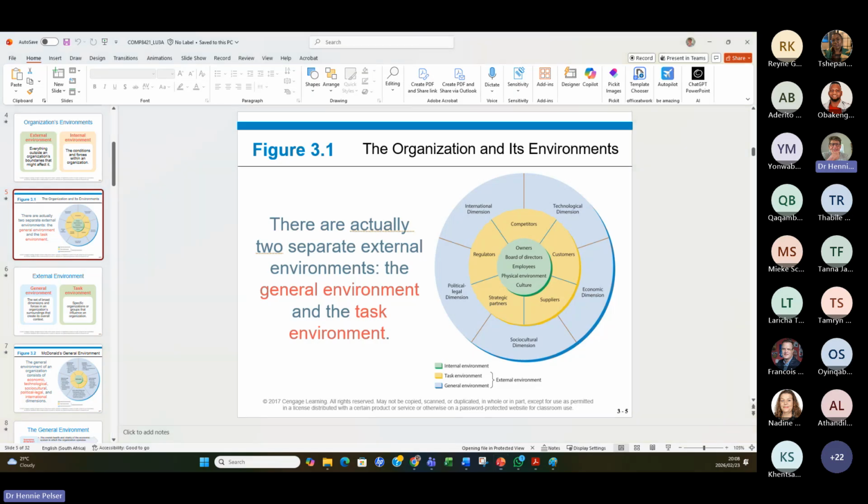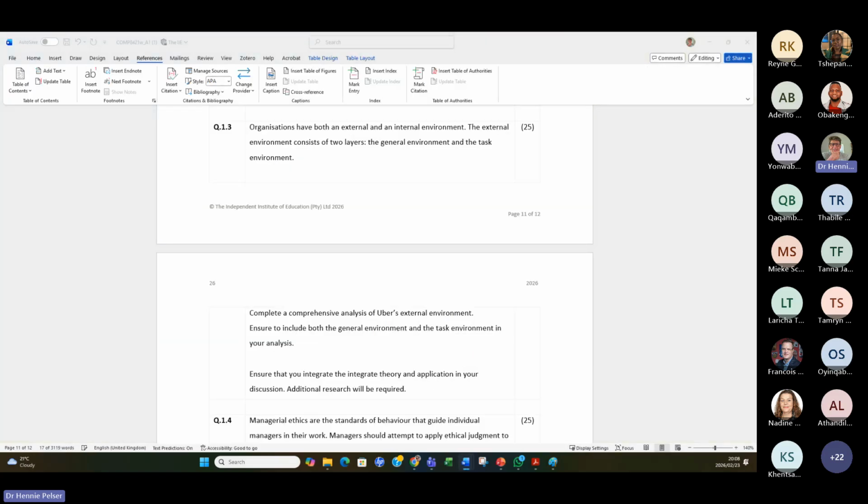Just hold on a second. Let me see if I can cheat and just find it on here. PESTEL. I wonder if it's this document here.